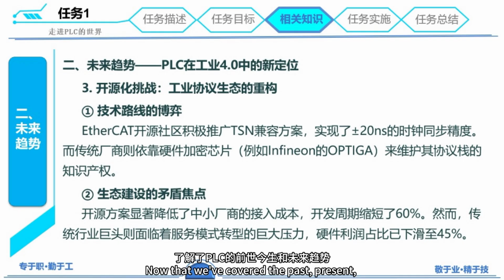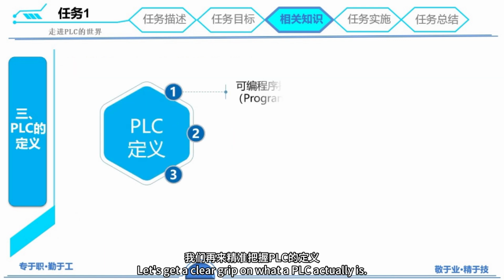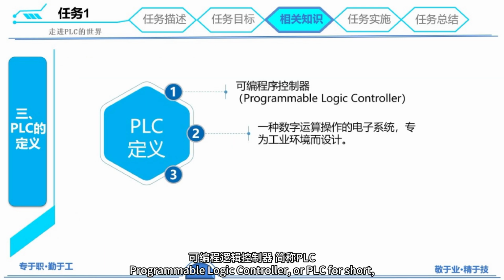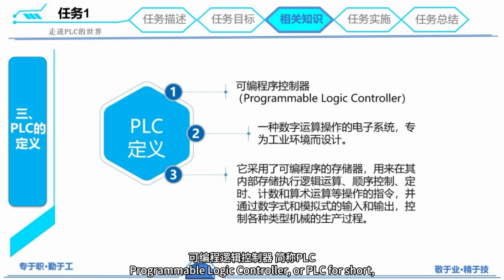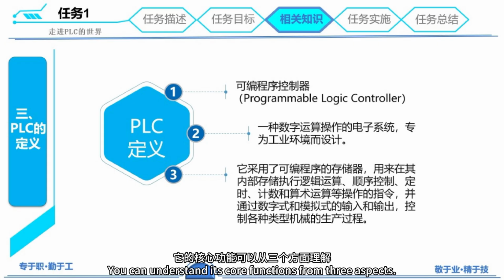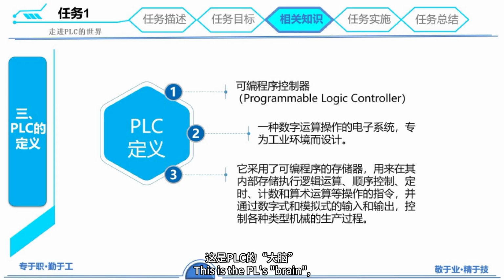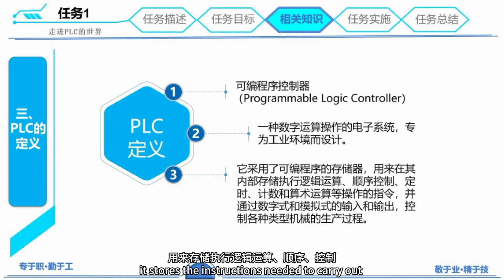Now that we've covered the past, present, and future trends of PLCs, let's get a clear grip on what a PLC actually is. Programmable Logic Controller, or PLC for short, is a type of digital electronic system designed specifically for industrial use. You can understand its core functions from three aspects. First of all, it uses a programmable memory. This is the PLC's brain. It stores the instructions needed to carry out logical operations, sequence control, timing, counting, arithmetic operations, and more.